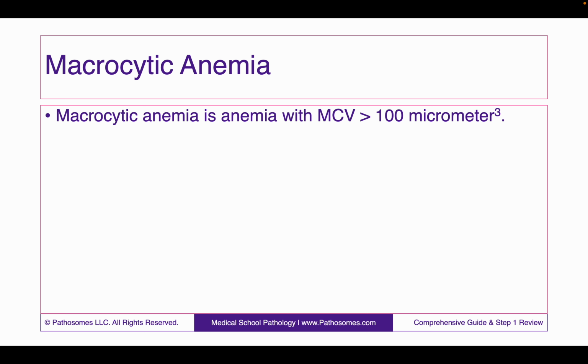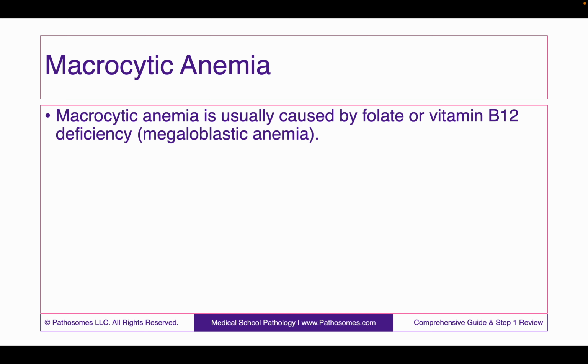Macrocytic anemia. Macrocytic anemia, as you know, is anemia with an MCV that's greater than 100 micrometers cubed. Macrocytic anemia is usually caused by folate or vitamin B12 deficiency, especially at the dreaded test, right? You know about megaloblastic anemia.